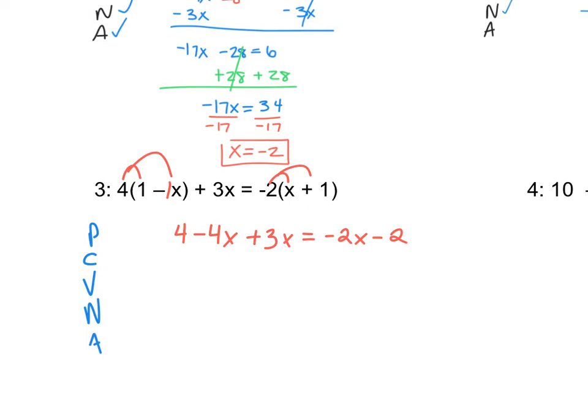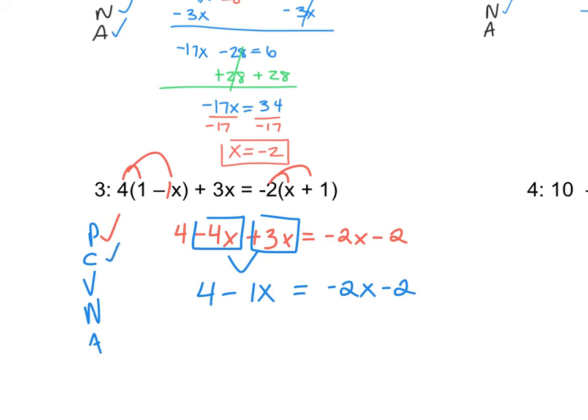So now that my parentheses are gone, I can cross off the P stage of my PCVNA. The C stands for combine like terms, so I have to ask myself, x's with x's, numbers with numbers. Can I combine anything? Yes, I can. I can combine my -4x and my 3x. I have to ask myself what -4x plus 3x is, and it's a -1x. So I'm really dealing with 4 minus 1x equals -2x minus 2, because I can't combine a -2x and a -2.